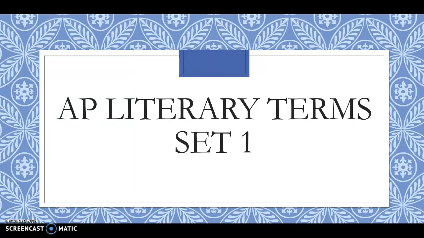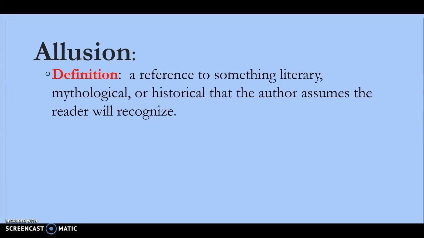So in this set, there are 3 terms. The first one is an allusion. An allusion is when an author refers to something that's literary, mythological, or historical. It can even go beyond historical, that the author assumes the reader will recognize. We assume that you will understand who Cupid is, even if you're not really good with mythology. In our culture, we assume that you know who Adam and Eve are, even though you may not study the Bible. In Western society, we just have certain things that we assume readers know. Shakespeare, mythology, and the Bible are very heavily alluded to in literature.